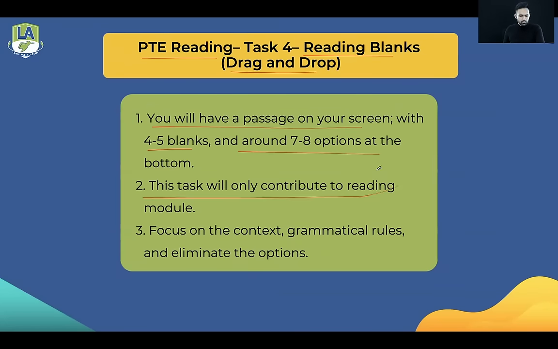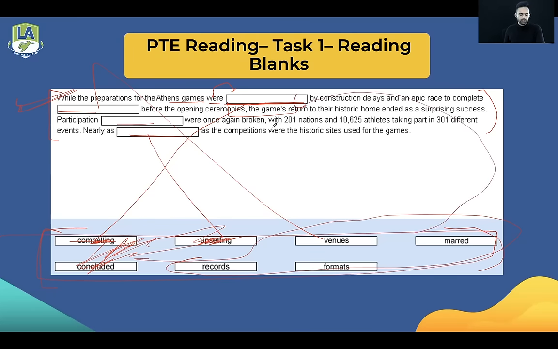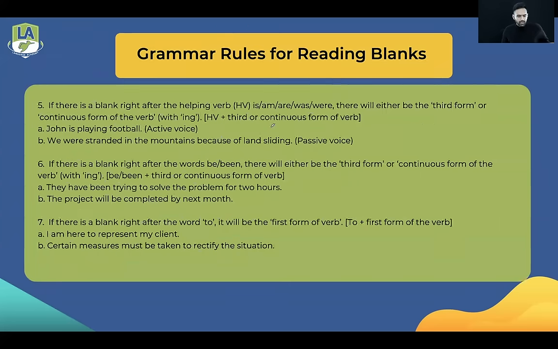This will only contribute towards your reading, not writing, only reading. Focus on context, grammatical rules, and eliminate the options. How do you solve these? You need to read the passage, and then read the blanks. Now, let's say you're not really sure about this one, leave it. Fill this one first, this one first. If you have filled three, you have eliminated three options. Now you're left with four options. Based on grammar, eliminate the options. Based on context, eliminate the options and then select the right answer. Fill the ones you're sure about first and the ones you're not really sure about at the end.